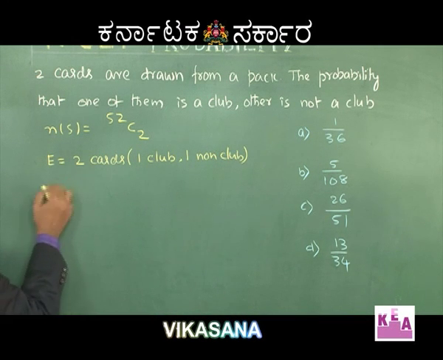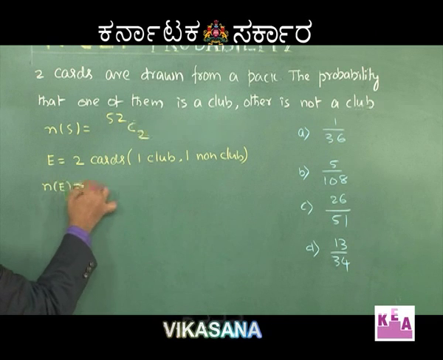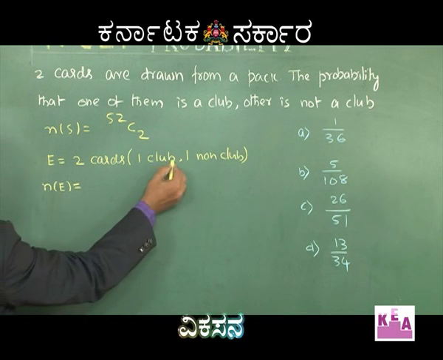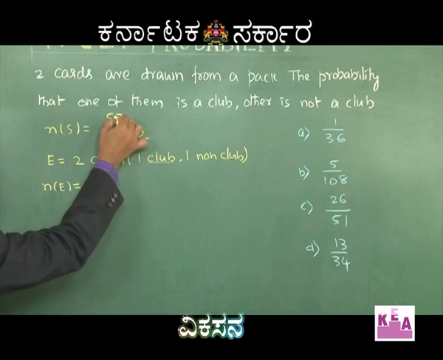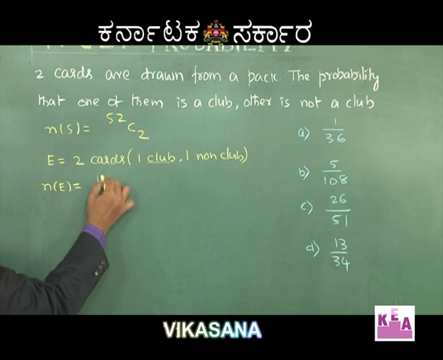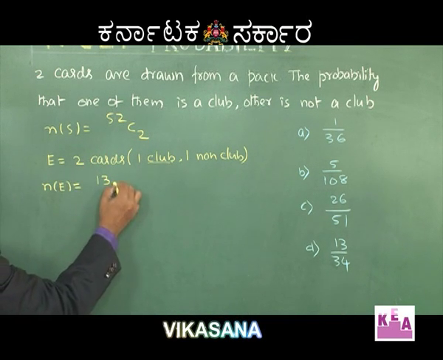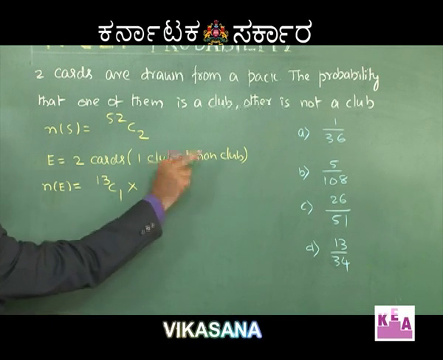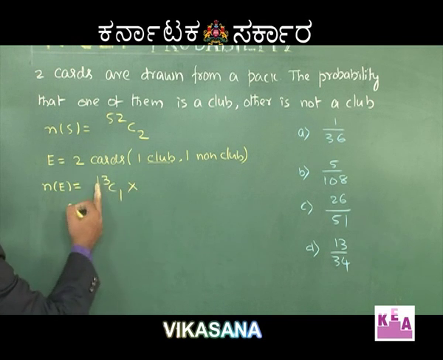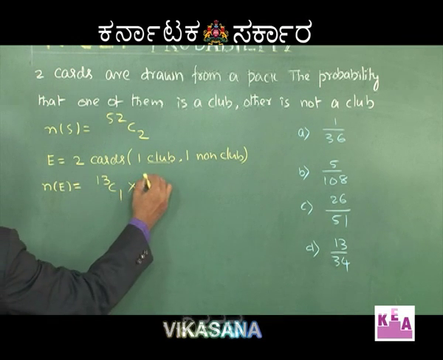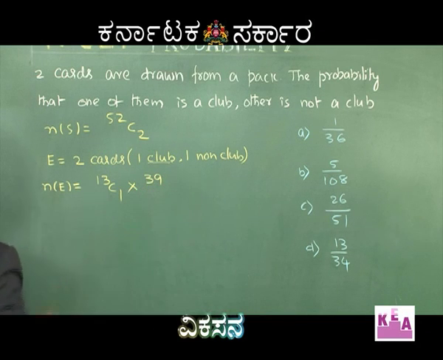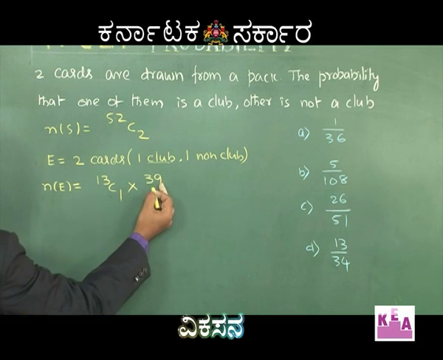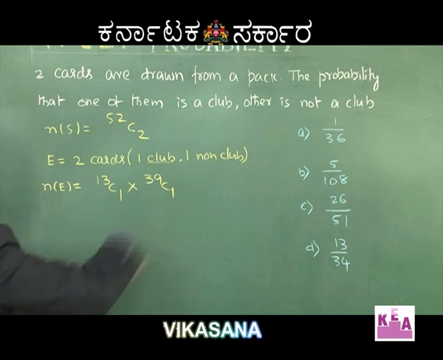Now, I am calculating favorable cases. Selecting one club: in a pack of 52 cards, how many clubs are there? 13 clubs. From 13 clubs, selecting one club, and 'and' stands for multiplication. The second one is a non-club. Non-club means from the pack of 52 cards, if you subtract 13 clubs, the remaining 39 are non-clubs. From these non-clubs, I am selecting one card.